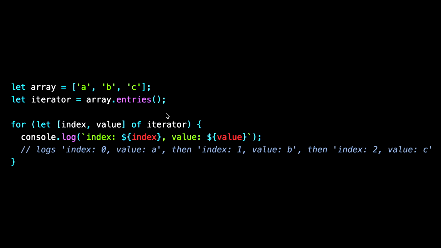The entries method returns a new array iterator object that contains the key value pairs for each index in the array. So iterator is now an array, and each element in the array has the index and the value. So in this example, we are going to loop through the iterator, and for each time we go through the loop, we're going to get the index and the value. Then we can log the index, and we can log the value. So this is going to log index 0, value A, index 1, value B, index 2, value C. And we're going to talk more about how this string works later.